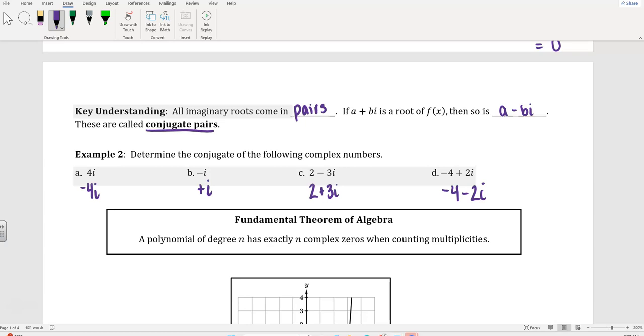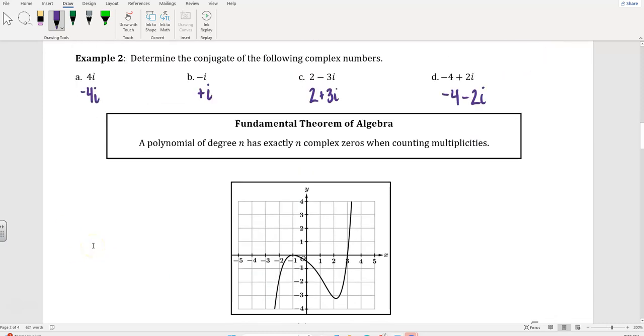So the fundamental theorem of algebra obviously is a big deal, right? Because they named it the fundamental theorem of algebra. You do this in Math 3. It tells you that a polynomial of degree n has exactly n complex zeros when counting multiplicities. So if you have a polynomial with a degree of 7, then you have 7 complex zeros.